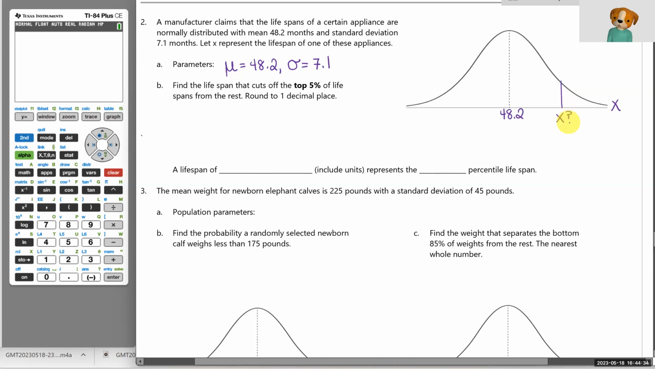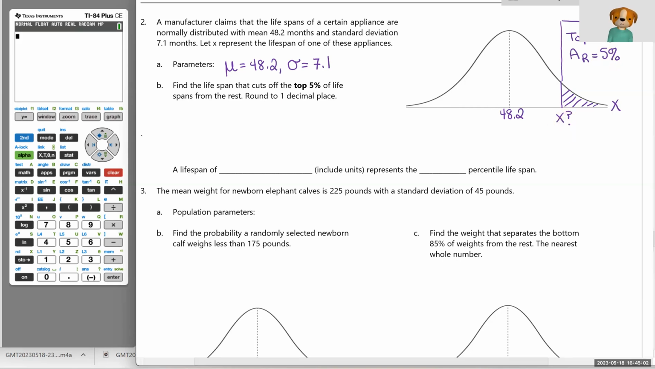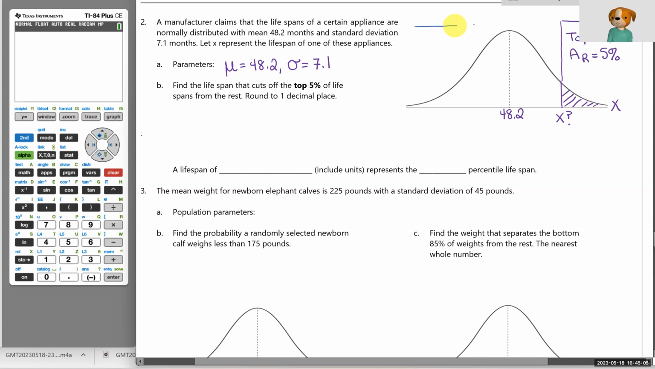The idea is that I know that this value for the lifespan needs to be somewhere to the right of center, because when it says top, it means to the right of the unknown value. So I need that area to the right of the unknown value to be 5%. All right, so when we're looking for unknown data values, we always use inverse norm. But inverse norm is going to require us to tell our calculators the area left of the unknown value.